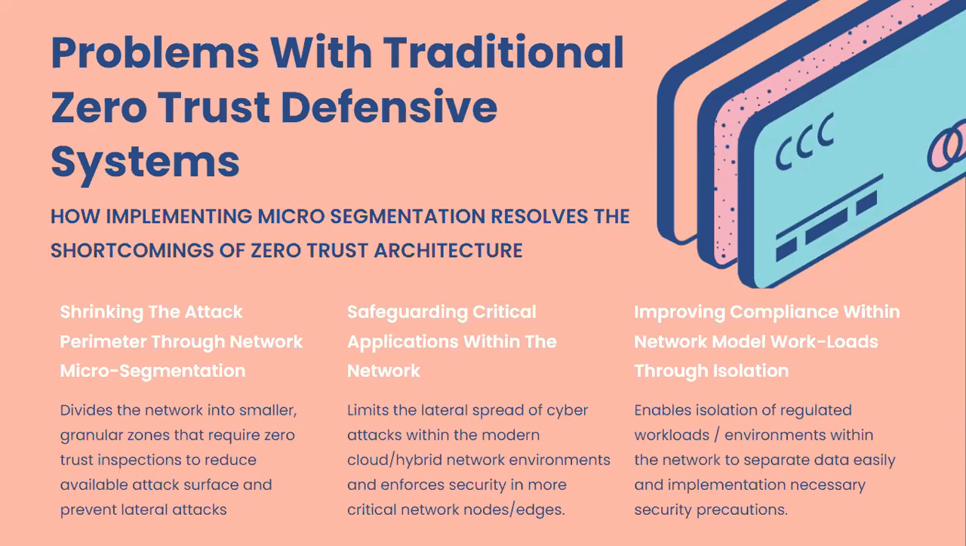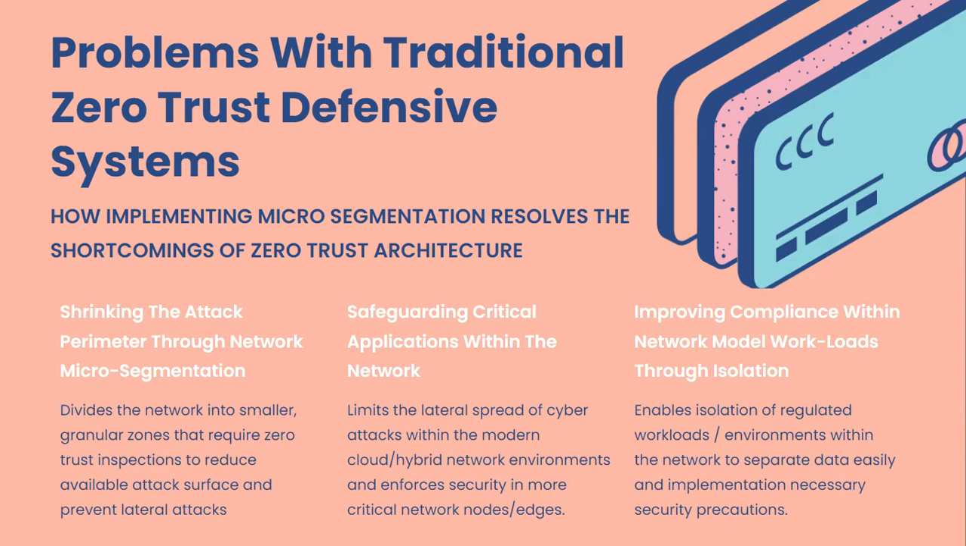Essentially, microsegmentation divides the network into smaller, granular zones that require zero trust inspection, while reducing the attack surface and preventing lateral attacks. It also limits the lateral spread of cyber attacks within cloud and hybrid network environments and enhances security within the more critical parts of a system.